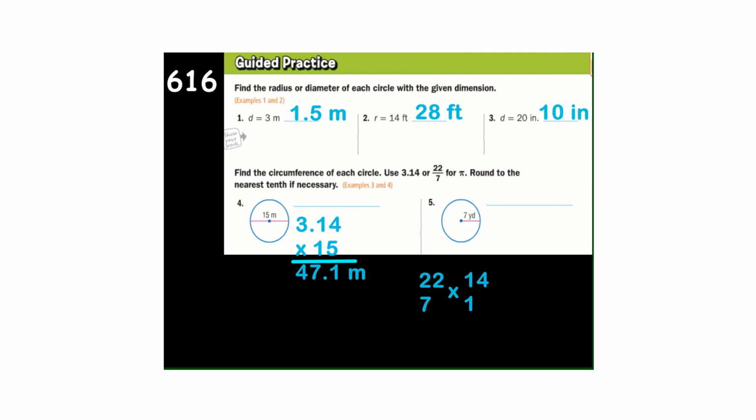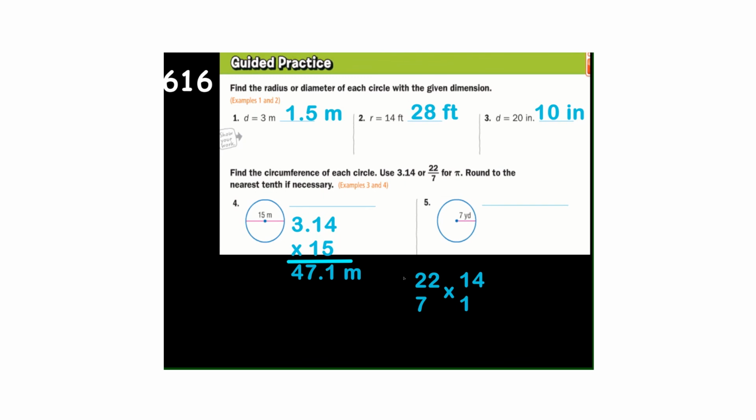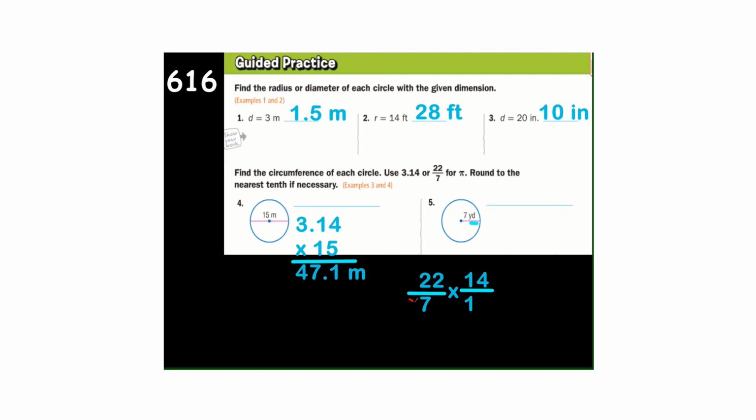Number 5, let me make them into fractions, okay, 22/7, and I doubled the 7 because we need the diameter. Cancel out, 7, 14, what's 14 over 7? 2 over 1, so what's 22 times 2? 44, and what are the units? Yards. 44 yards. Okay.